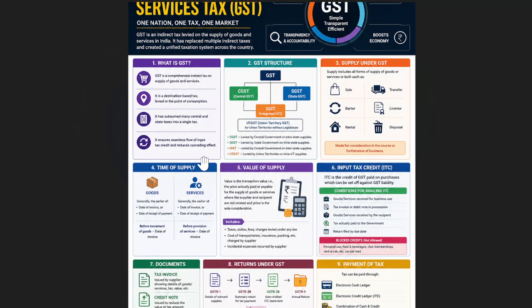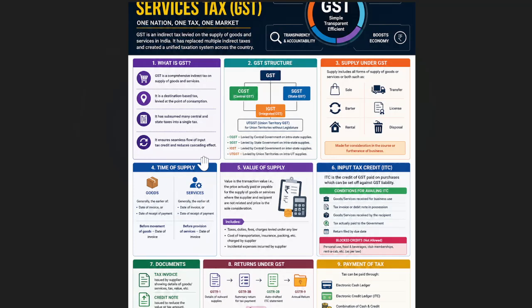Next point, let us come to the supply under GST. Supply includes all forms of supply of goods or services or both, such as sale, transfer, barter, license, rental, disposal, made for consideration in the course of furtherance of business. You should understand that the main essence is it should be in the furtherance of business. If it is not in the furtherance of business, then it will not come under GST.